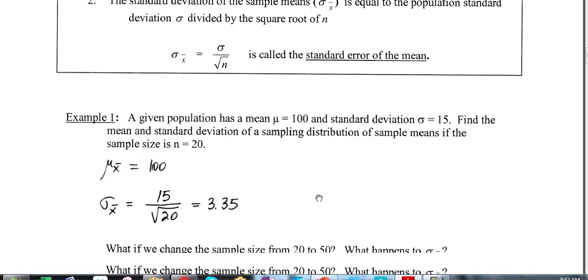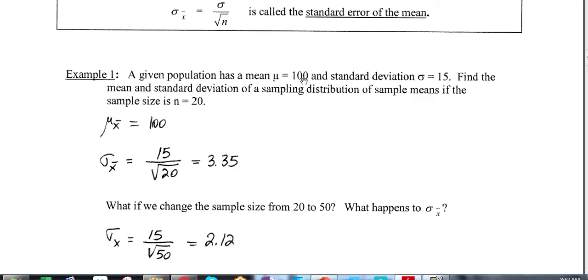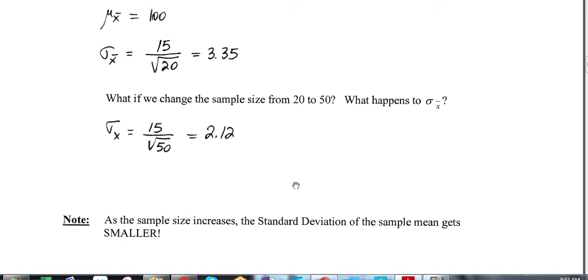For example, let's suppose we have a population with a mean of 100 and a standard deviation of 15. Find the mean and the standard deviation of the sampling distribution of the sample means if the sample size is 20. So mu sub x bar should be the same thing as mu in the first place, so mu sub x bar will also be equal to 100. Sigma sub x bar should be equal to sigma divided by the square root of n. Sigma was 15, n was 20, so 15 divided by the square root of 20 is equal to 3.35. These are, respectively, the mean and the standard deviation for this brand new sampling distribution.